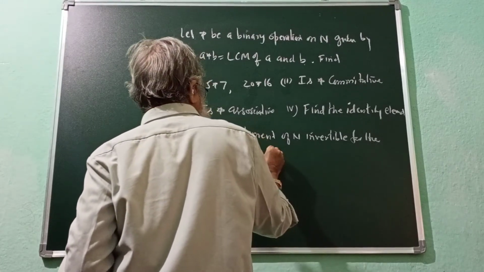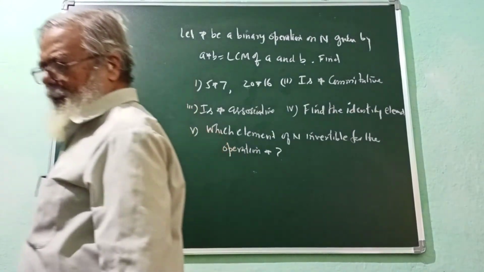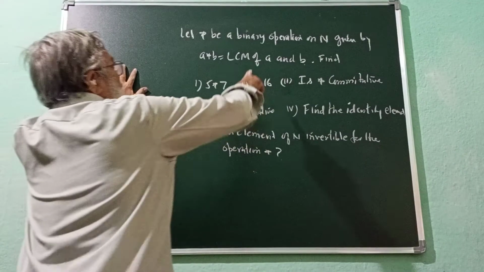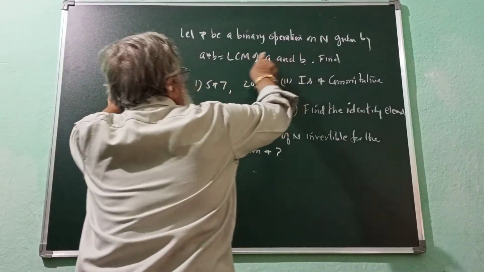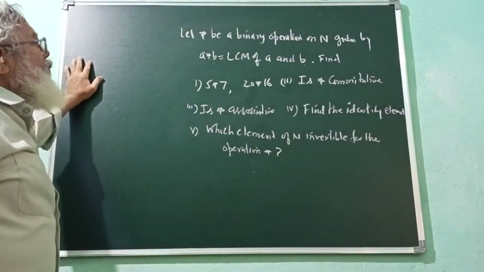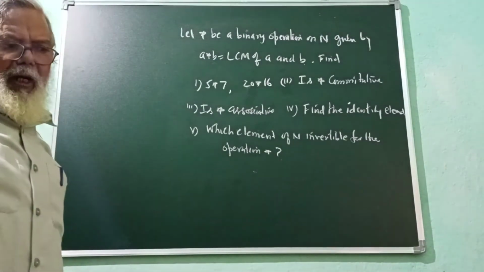Now let us solve the operation star. This is the given question. One by one let us solve. What is the binary operation? When we want to operate on two elements of the natural numbers, you should take the LCM of these two numbers. Then we have to find these. Let us start one by one.